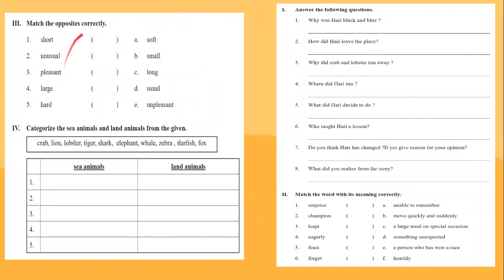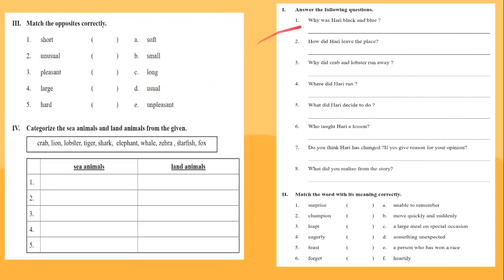Okay, and opposites, there are some opposites, and there is this question where you have to categorize. Okay, animals, they can be either sea or land, right? There are some animals which live on land, and there are some animals which live in the sea, right? For example, crab, lion, lobster, all these things, you have to categorize them, okay? Make two columns in your notebook, sea animals, land animals, and just start writing, okay? Whale, zebra, starfish, fox, all this, okay?